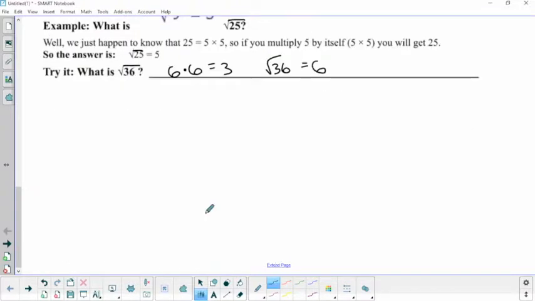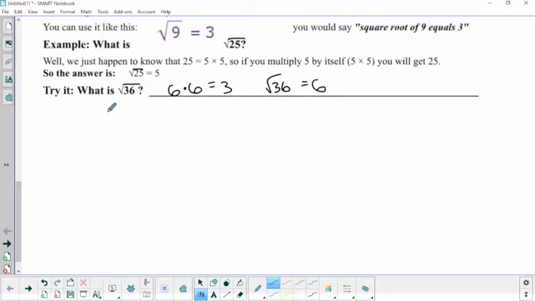I do have to say, sometimes you'll see things that say, what is the negative square root of 36? And they're asking, what times itself that's negative will give you 36. This would be negative 6. Because negative 6 times negative 6 is 36.